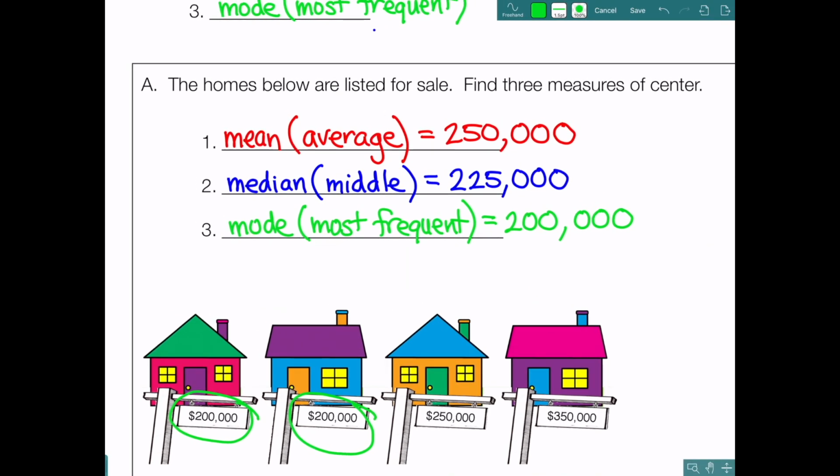So there are three ways that we learned to measure the center. The mean was $250,000. The median was $225,000, and the mode was $200,000. These are three different ways that we can measure the center.